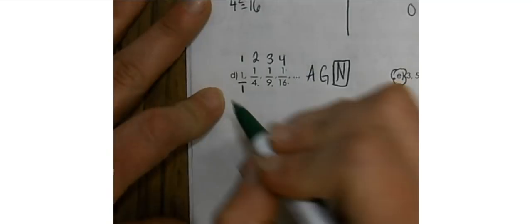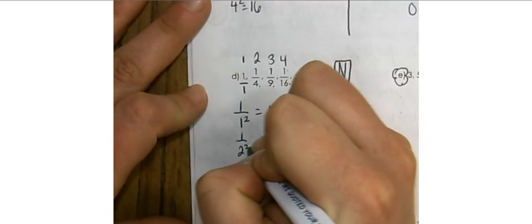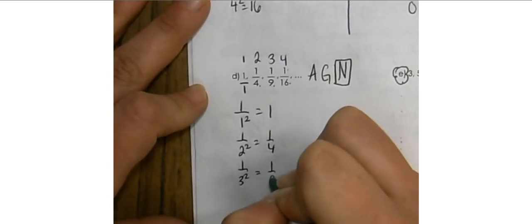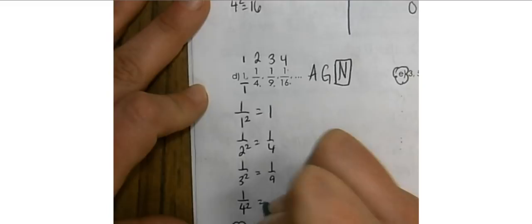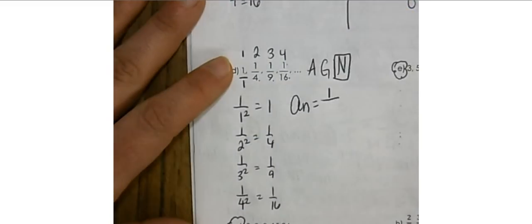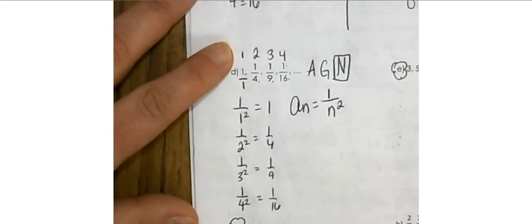And I know that I can change this 1 to being a 1 over 1. So I really have 1 over 1 squared, that's going to equal 1. 1 over 2 squared, that's equal to 1/4. 1 over 3 squared, that's equal to 1/9. And 1 over 4 squared, that's equal to 1 over 16. So what is my rule? Well, in order for me to come up with my next number, what I'm doing is I'm taking 1 and I'm dividing it by my position, which is n, squared. And that is my rule.